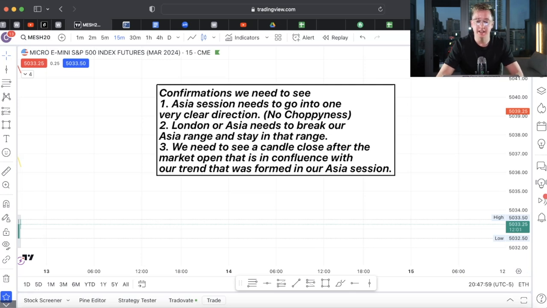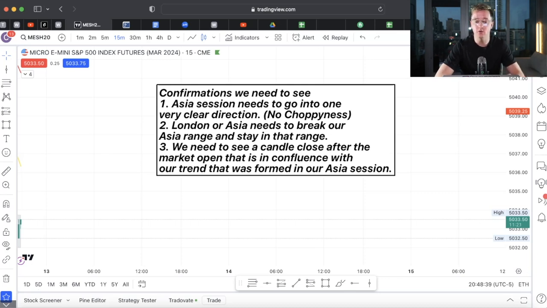I want the Asia session. It needs to be in a very clear direction. I do not want it to be choppy whatsoever. And when I'm looking at the Asia session, which is nice, the Asia session is the session with the least amount of volume. So all through the Asia and London session, I want to see very small candles that are not making very big moves. Why? Because if that is happening, that means that the market makers are holding back the volume. And during the market open, that's when we want to see the volume come out. So the Asia session needs to be in a very clear direction, no choppiness.